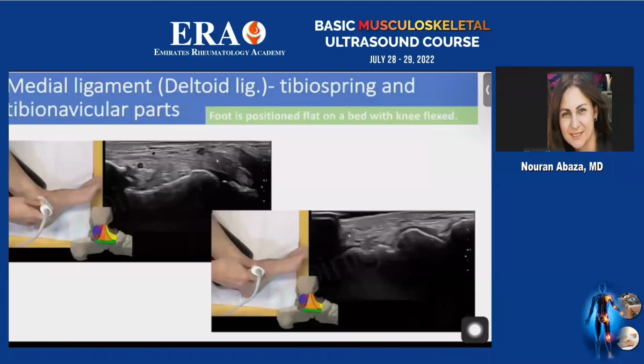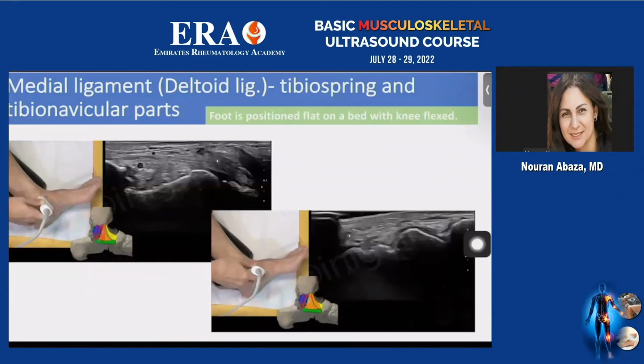Also here, you can exaggerate some dorsiflexion, with the foot now not flat on the examination bed, but lying on the lateral side, exposing the medial side. Then you will go in a fan shape. You will go a little bit more anterior to visualize the tibio-spring ligament, and then more and more anterior to visualize the tibionavicular part of the ligament.